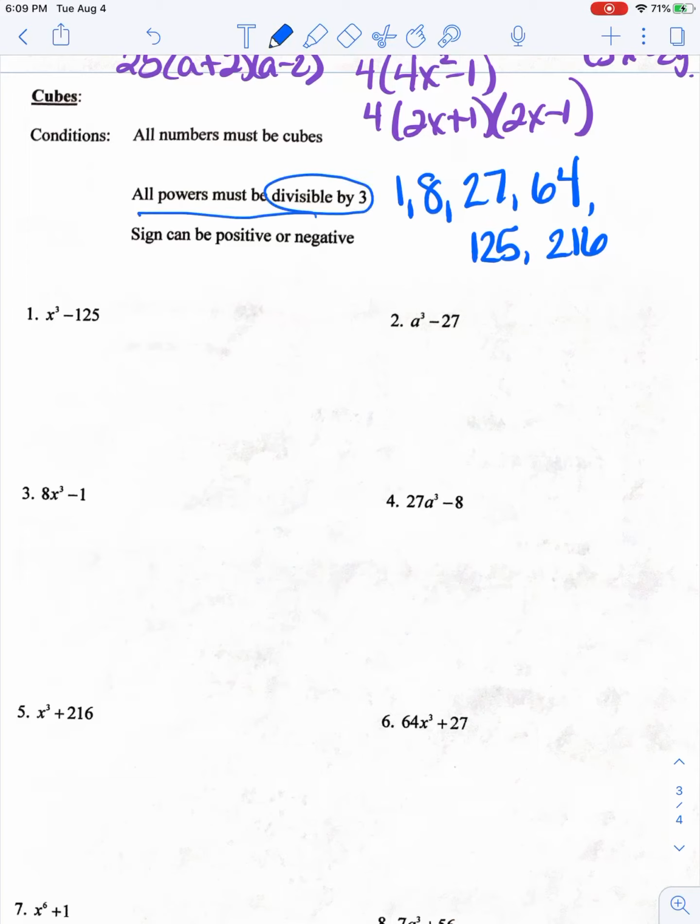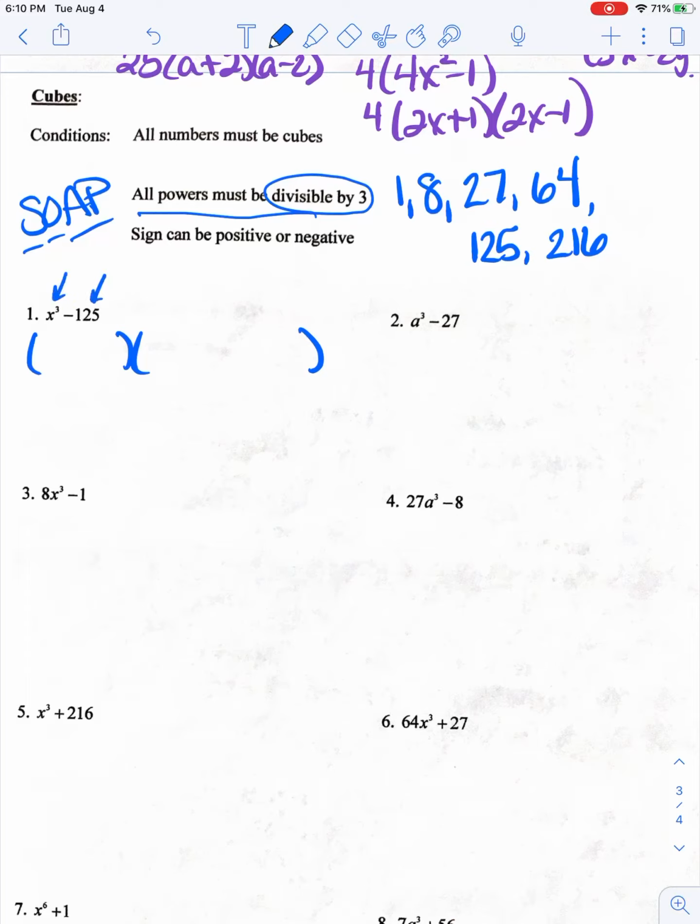All your powers must be divisible by 3. When we did squares, all the powers had to be even or divisible by 2. So these must be all divisible by 3. And the sign for cubes can be positive or negative, and this is where you're going to use SOAP. Same, opposite, always positive. Okay, so 125 is a cube. My power is divisible by 3. I don't care about my sign. I'm going to have a short and a long.